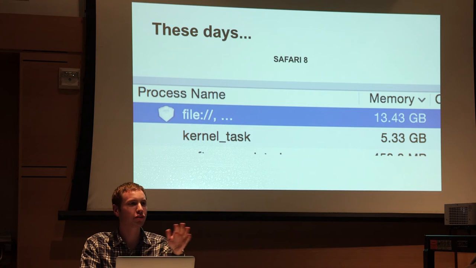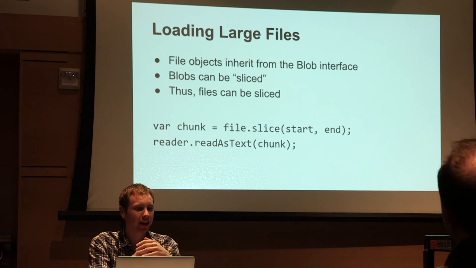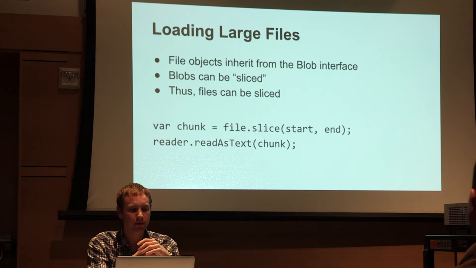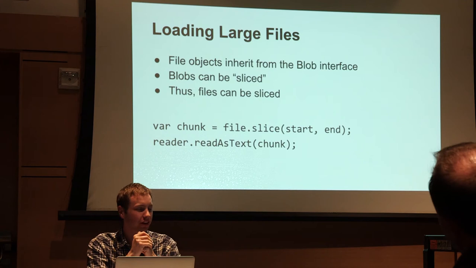So how do you do this with large files? Well, there's a little trick. If you know the HTML5 API, you know there's a Blob interface, which is really handy with binary data typically, but files also inherit from the Blob interface. So you can slice blobs. You can say, I want this start and this end in the blob, and get that. So you can also do this with files.